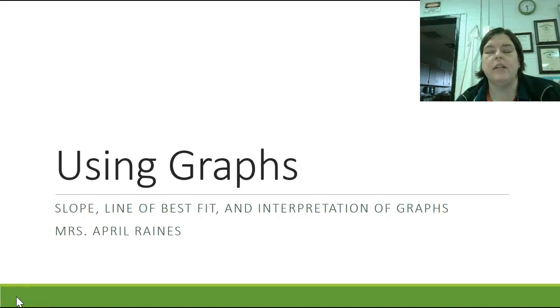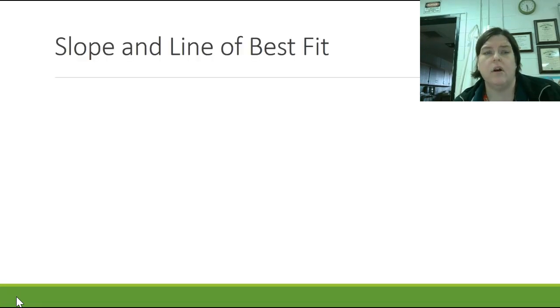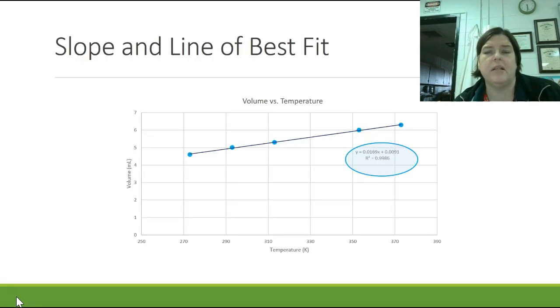Hello, young people. We're going to take our understanding of graphing a little bit further because we're going to talk about how we use graphs. Why do we need them? Why are they so important to us? We're especially going to focus on slopes, lines of best fit, and interpretation of graphs and how we can get more information from a graph. So we're going to start out with slopes and lines of best fit.